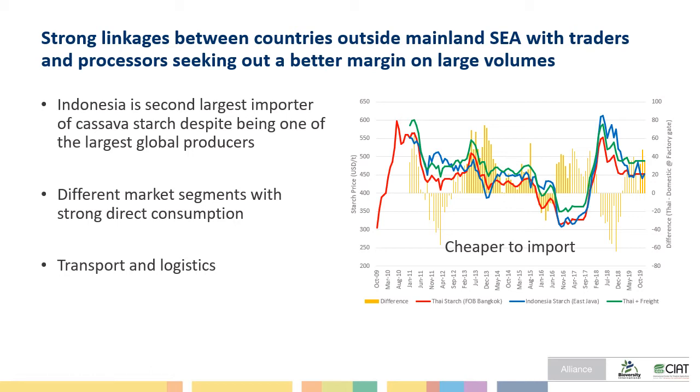As we said, there are different segments within Indonesia. But basically what we see is when the price in Thailand delivered to Indonesia is more competitive, the processors, say in Surabaya, start to import cassava starch from Thailand.